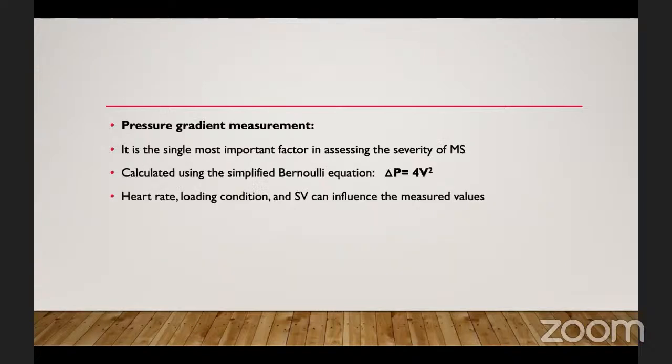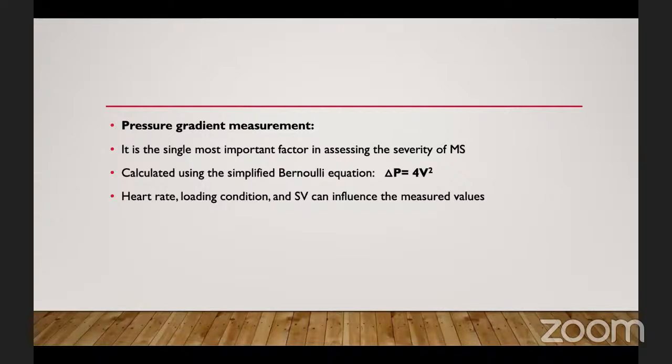After assessing the mitral valve area as one objective parameter for mitral stenosis, there is the pressure gradient measurement, and it is the single most important factor in assessing the severity of mitral stenosis. It's usually calculated by the Bernoulli equation. For any pressure gradient we use in the echo, we use the simplified Bernoulli equation, which is 4 times velocity squared. Many factors can affect this parameter: heart rate, loading conditions, stroke volume.